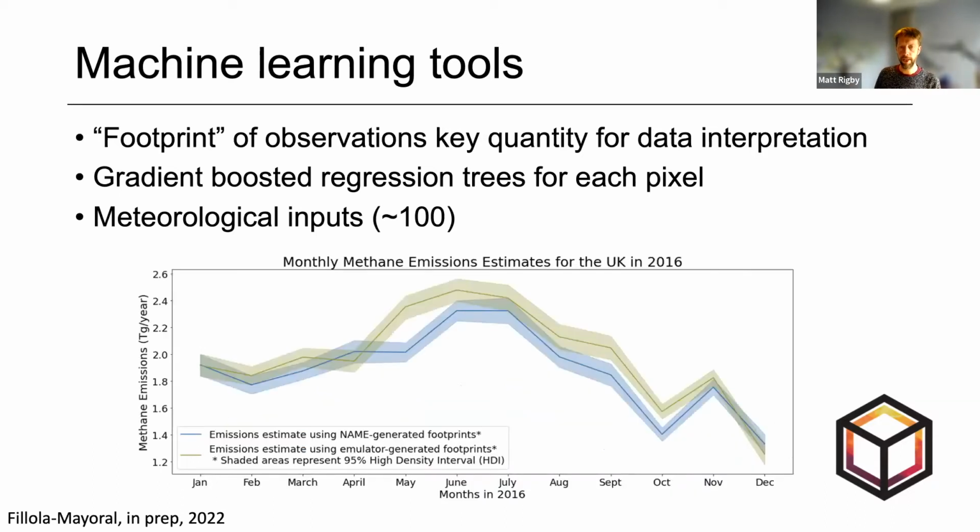And crucially, when we try and work out emissions using these footprints, so these are UK methane emissions for 2016, the emissions that we infer using the true footprints are in blue, and using the emulated footprints are in that kind of green color, and we get comparable estimates. It's clearly not perfect, but most of the time it's within the uncertainty in the method itself. So there's some mileage there, and we're trying to think about how we can improve this and how we can take it global, essentially.